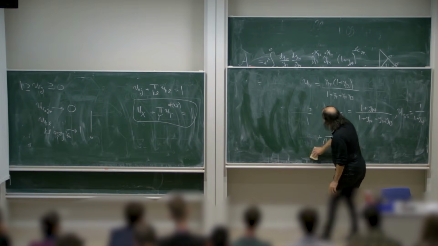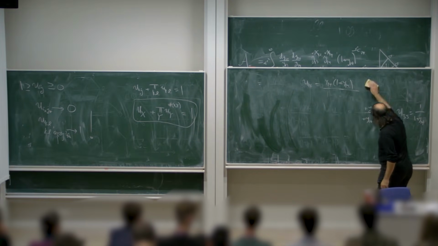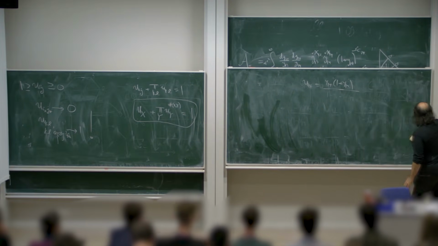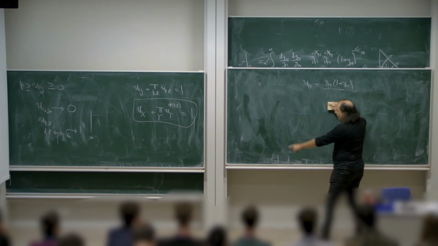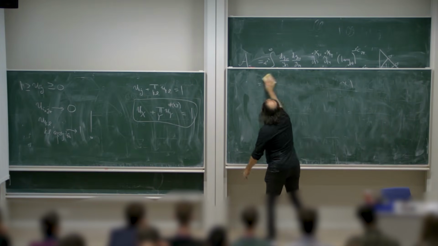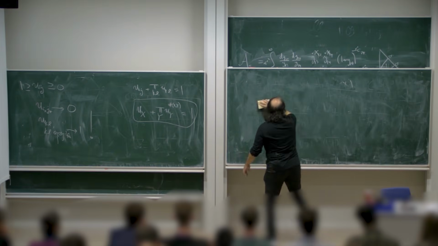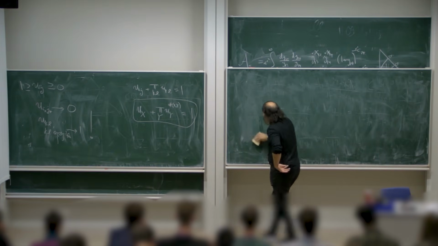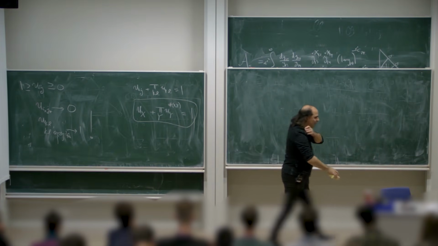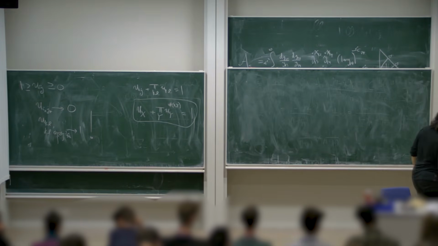I'm going to go back and write the string amplitude again. Remember, the string amplitude was written in terms of these polynomials. But the u's are some interesting combinations of these polynomials upstairs and downstairs. So I'm going to write the string amplitude directly in terms of these u's, where they look much more elegant.